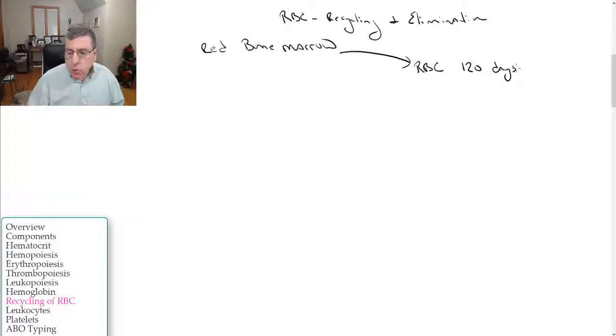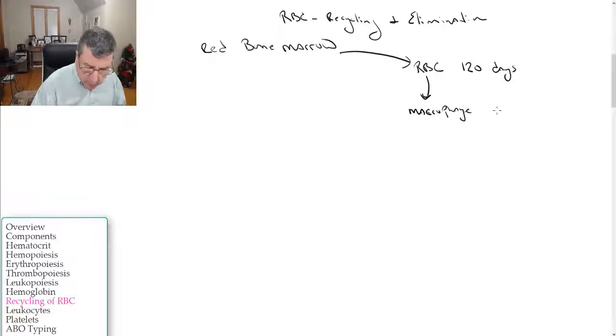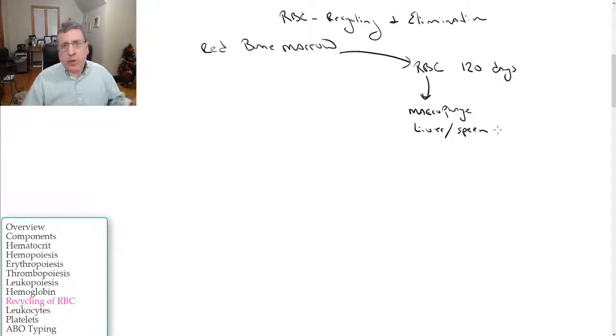After about 120 days, those red blood cells are eliminated or destroyed, and they are destroyed by macrophages in the liver or spleen. Okay, so macrophages in the liver or spleen find those damaged red blood cells, and they begin the process of destroying it. Now, those macrophages, when they break it down, will break it down into three primary components.